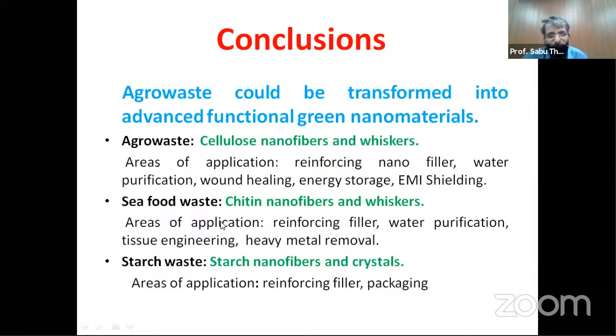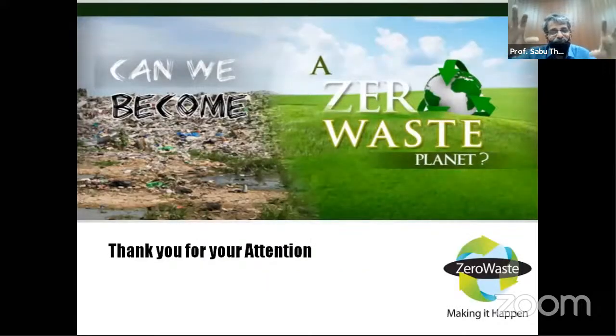All seafood waste could be transformed into beautiful chitin materials. Good application as a reinforcing filler, water purification, heavy metal removal. Starch could be transformed into nanocrystals, lots and lots of applications. And we have to really make a zero waste planet for our next generation. And sustainability should be the slogan of the whole nation, the whole world.